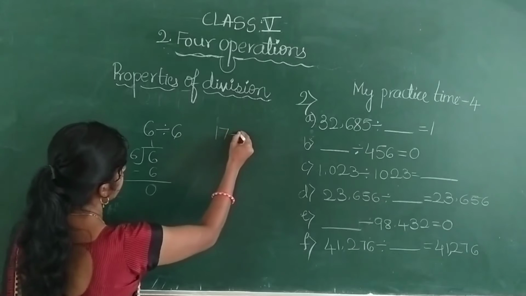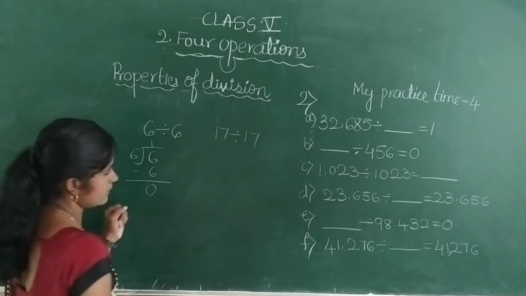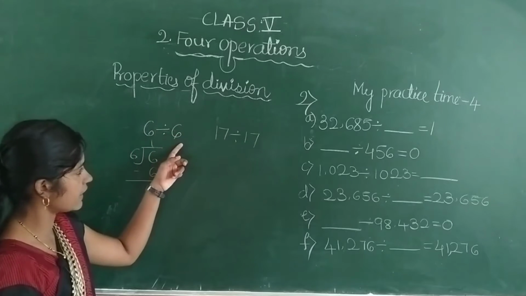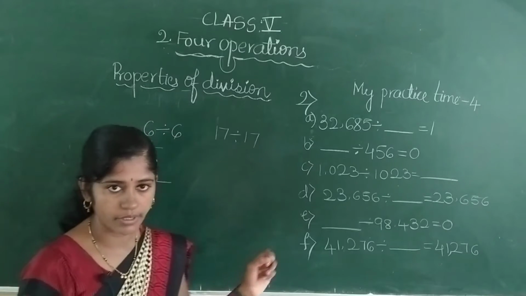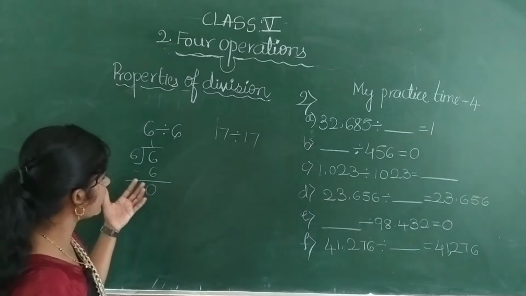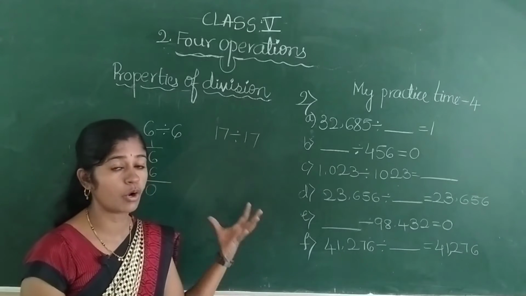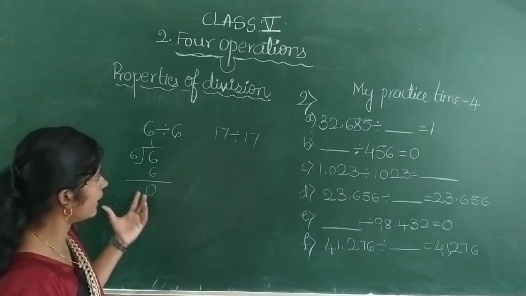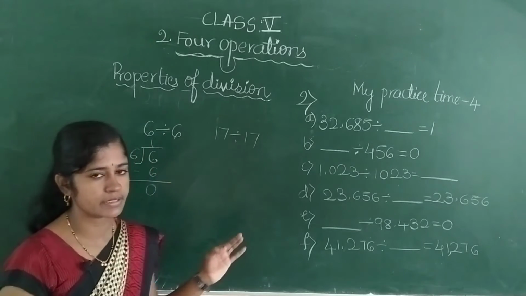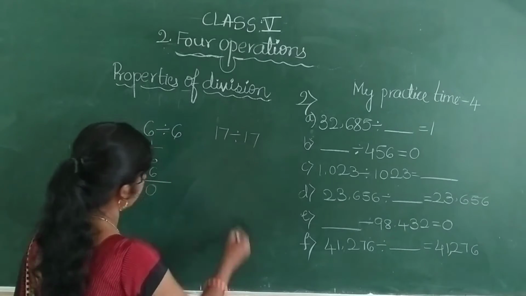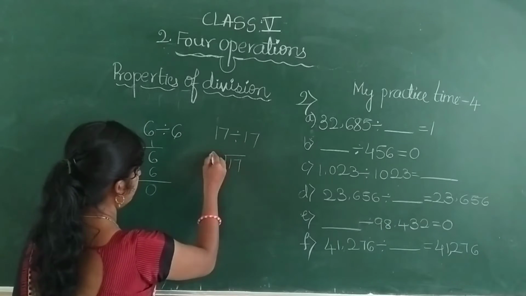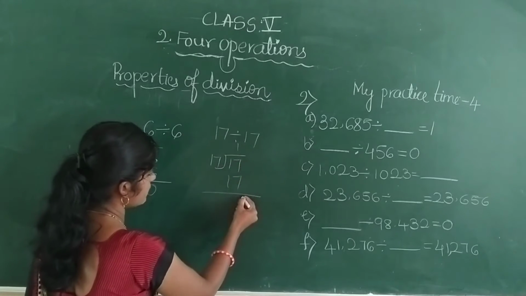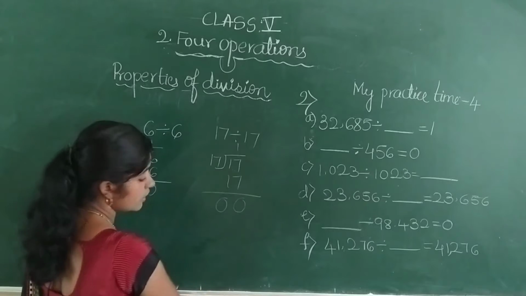Again you take 17 divided by 17. When a number is divided by the number itself, the result is always 1. Not only 6, not only 17, not only 100, you take any number and divide by the same number, the result is always 1. 17 ones are 17. 7 minus 7 is 0. 1 minus 1 is 0.